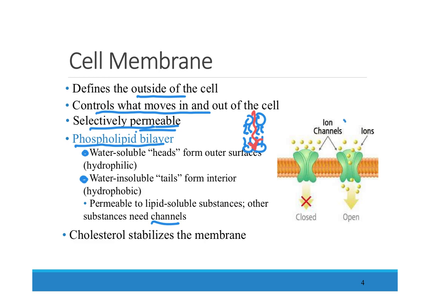This illustration over here is showing one of those channels. When it's closed, nothing can get through, but when it's open, something can pass through. Another very important molecule in the cell membrane, besides all those phospholipid molecules, is cholesterol. Cholesterol is essential for life. We make it in our bodies. You don't have to eat it, but it helps stabilize the cell membrane and helps it stay together in that very watery solution that is found inside of us.